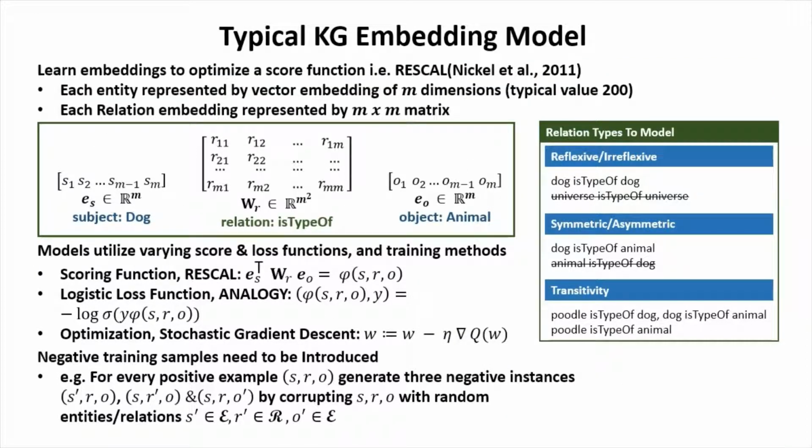Typical KG embedding models learn embeddings to optimize a score function, i.e. RESCAL. Each entity is represented by a vector embedding of m dimensions, each relation embedding represented by an m by m matrix, which can also be diagonalized, so it's only an m. Models utilize varying score and loss functions and training methods. Negative training samples need to be introduced.